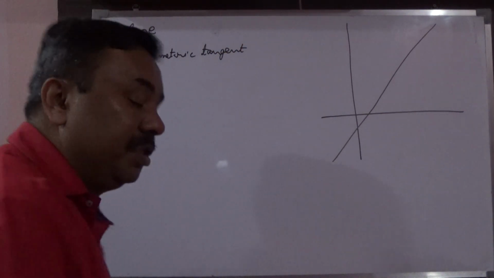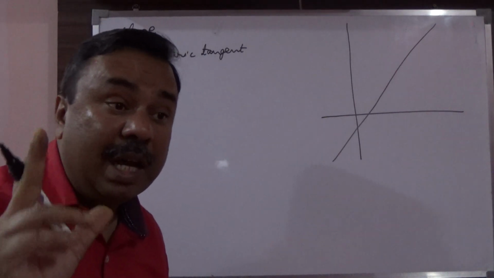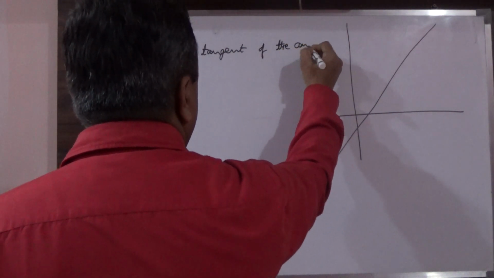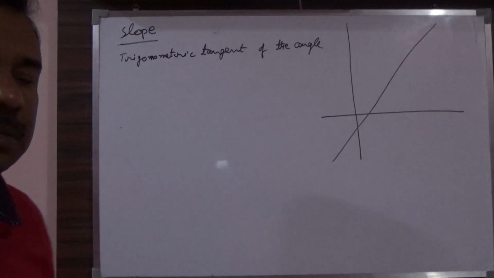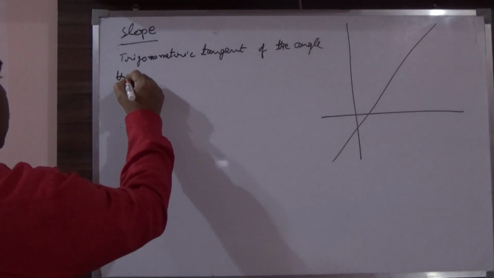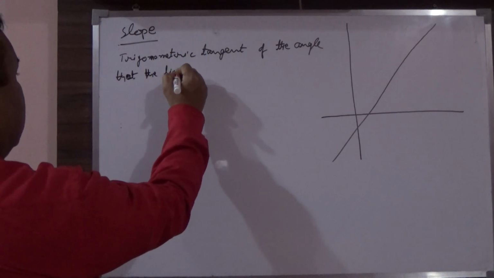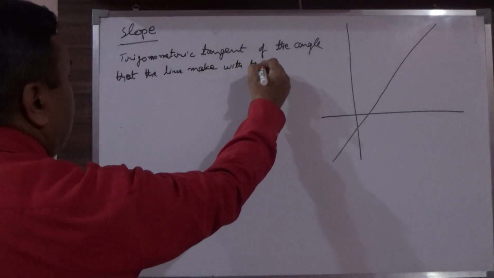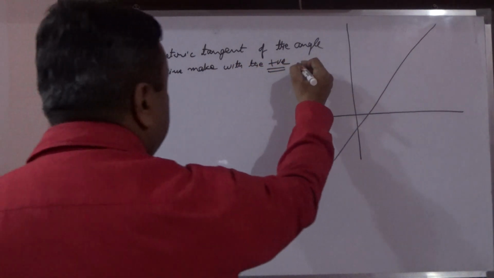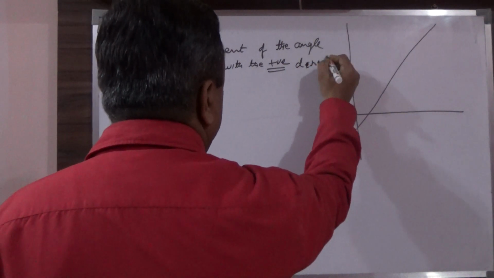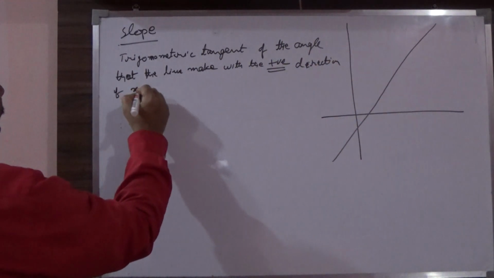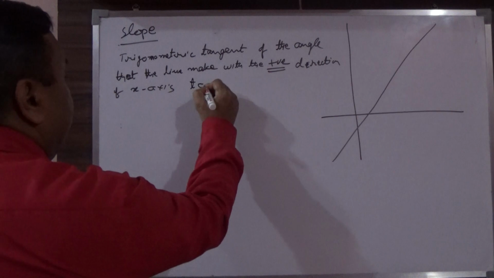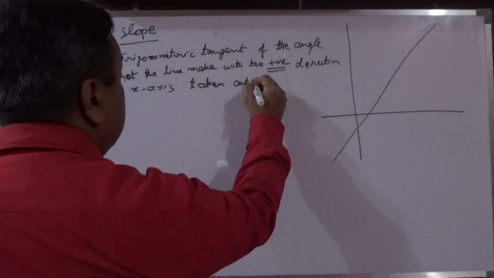of what? Obviously, if I have to find the trigonometric tangent, that means I have to get an angle. Of which angle? The angle that the line makes with the positive direction of the x-axis, taken anti-clockwise.